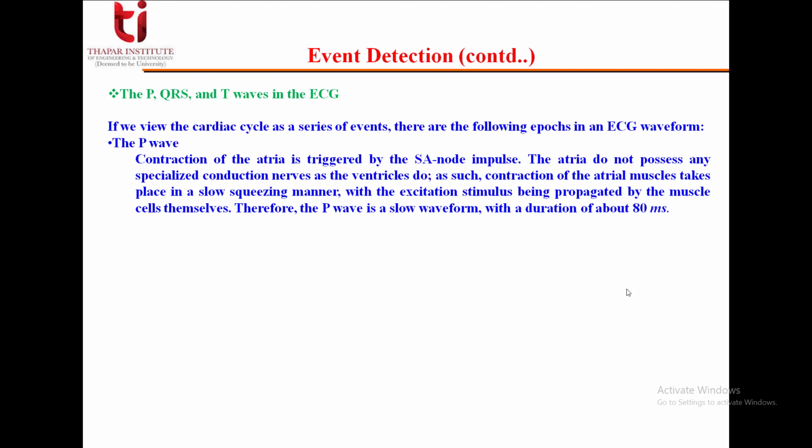The atria do not possess any specialized conduction nerves as the ventricles do. As such, contraction of the atrial muscles takes place in a slow squeezing manner, with the excitation stimulus being propagated by the muscle cells themselves. Therefore, the P wave is a slow waveform with a duration of about 80 milliseconds.